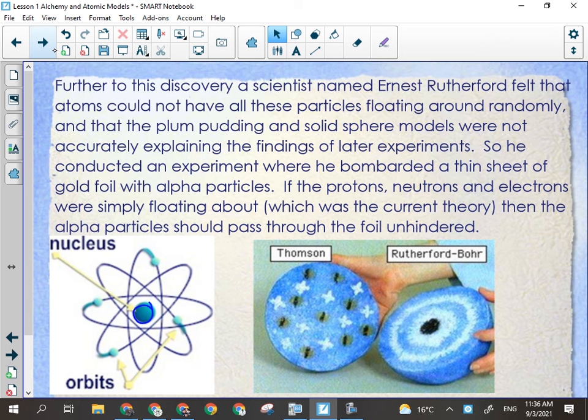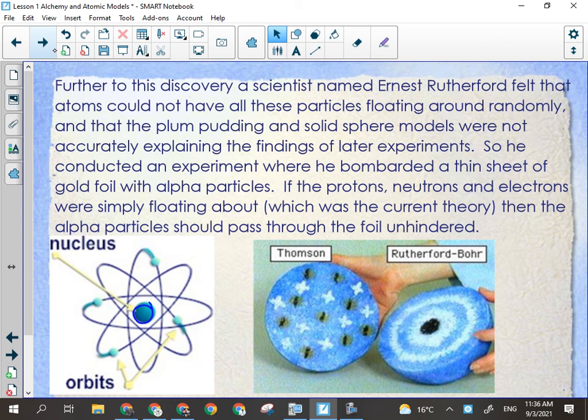Okay? And he believed in this idea of the nuclear model. That is that the atom has a central dense nucleus where protons and neutrons reside, and electrons orbit this nucleus. This idea was better because it better explained how electrons could be lost in an electrochemical reaction.